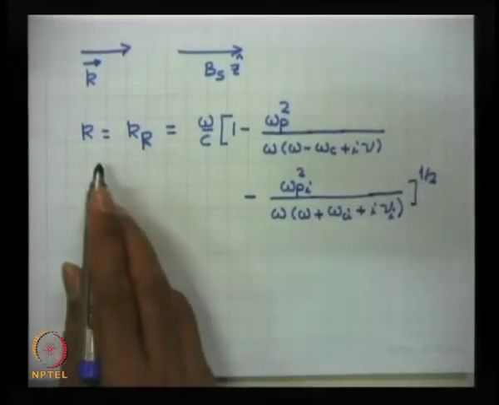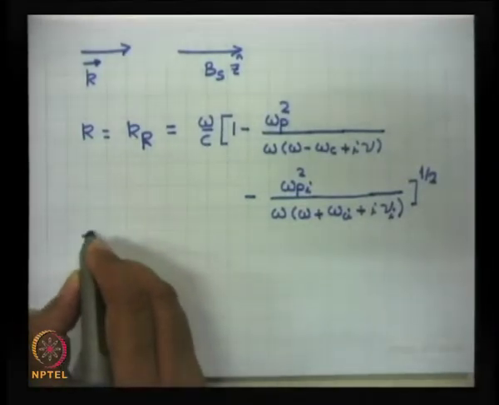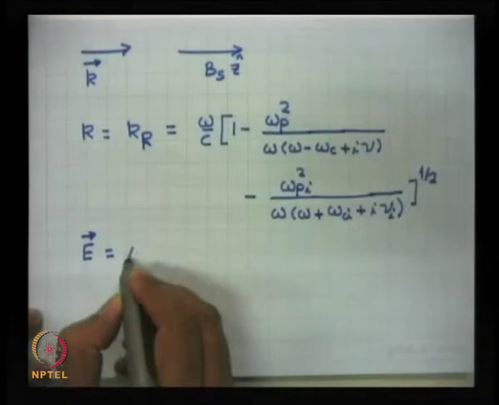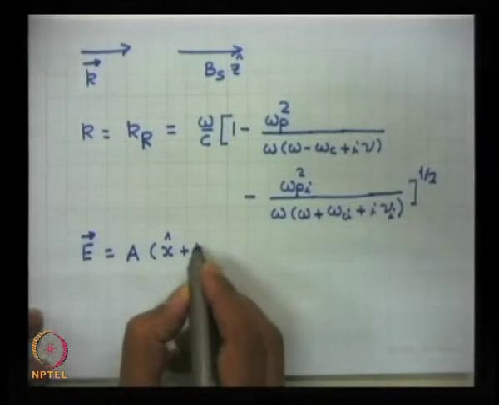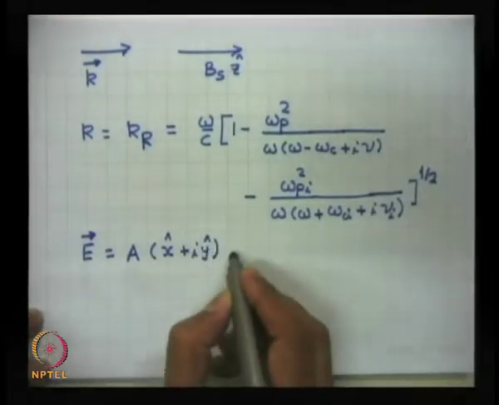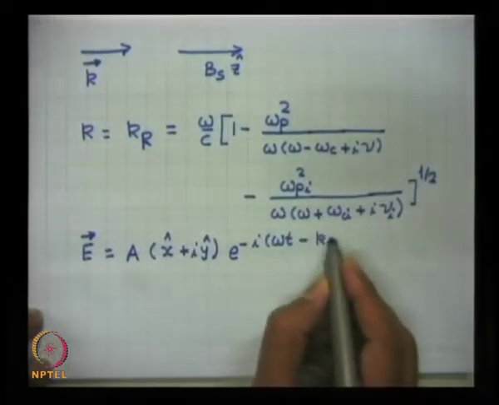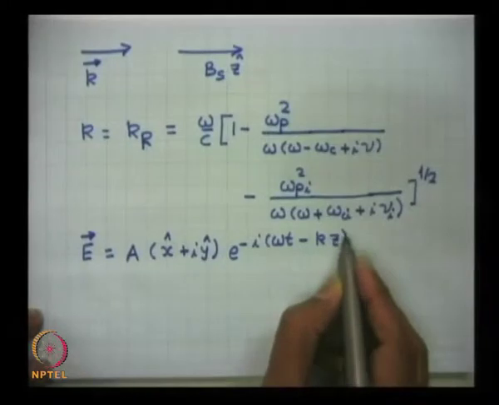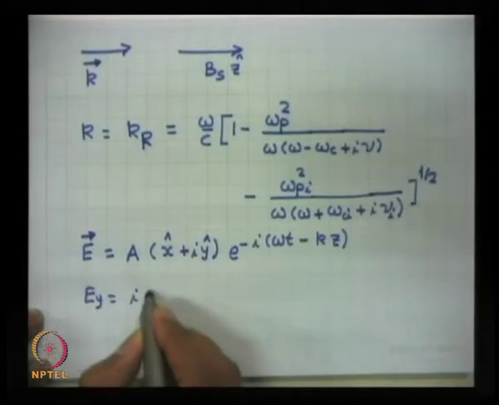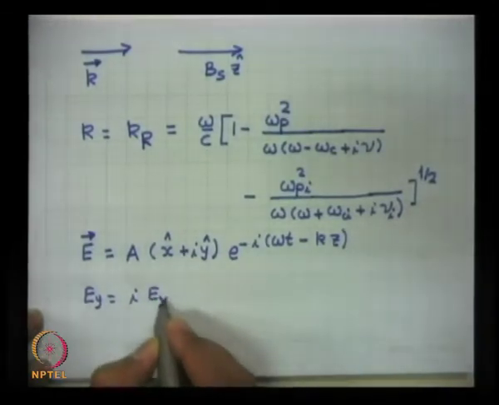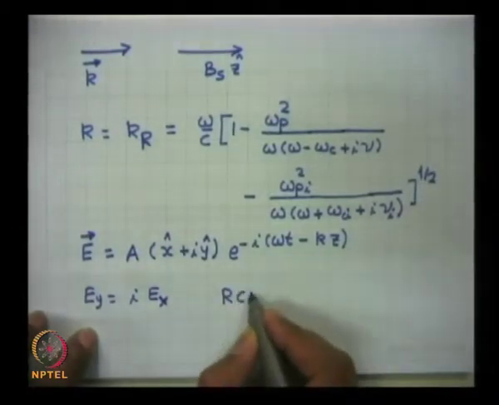This was the value of the wave vector when the electric field of the wave was some amplitude A times x cap plus i y cap, exponential minus i omega t minus k z. So, this implies that E y is equal to i times E x. This is called the right circularly polarized wave, RCP.